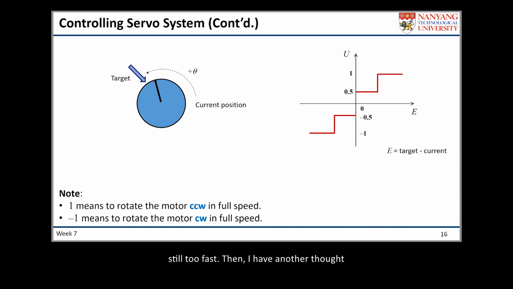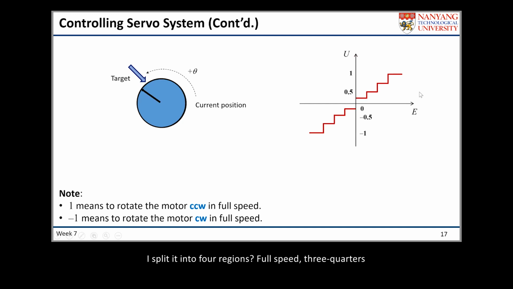So then I have another thought here. Why don't I change the logic of the controller? Instead of splitting into two regions of speed, full speed and half speed, why don't I split it into 4 regions? Full speed, 3/4 of the full speed, half speed, and only 25% of the full speed. So I chunk it into 4 regions. When the error is getting smaller, the speed of the motor will be slower also. So I thought this will be smarter than the previous approach.